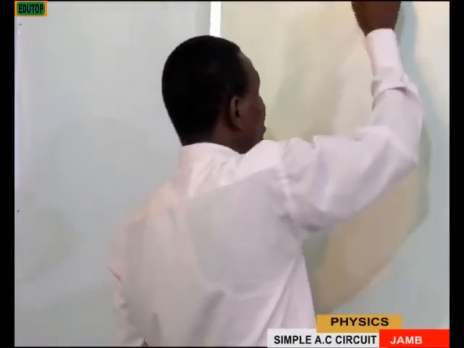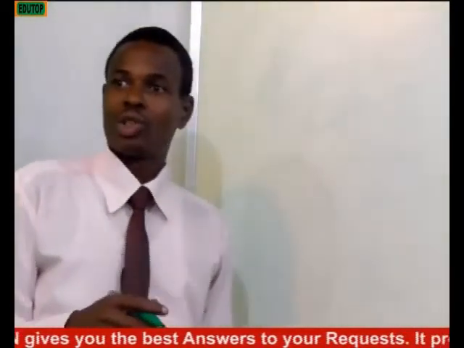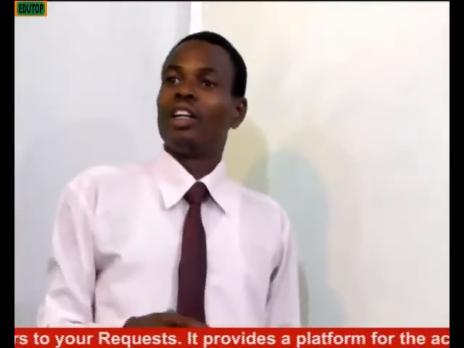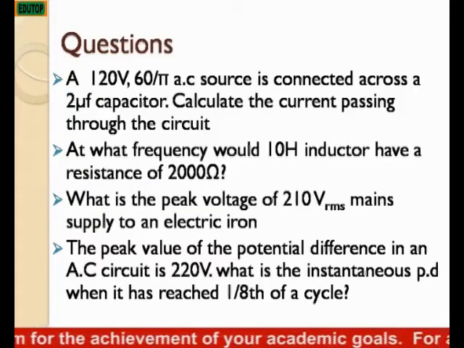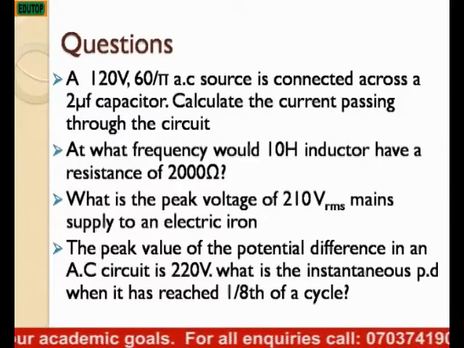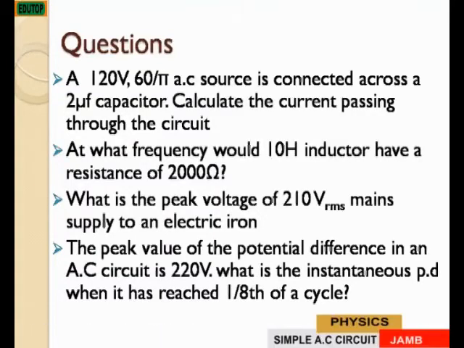Let's consider question number 6 from the set of questions we have. We have solved the first 5 questions. This is question number 6. The question says a 120 volts, let's take down the parameters one by one. The voltage is 120 volts. Then we are given 60 over pi. That is to be our frequency. Let's continue. A 120 volt, 60 over pi hertz AC source is connected across a 2 microfarad capacitor.